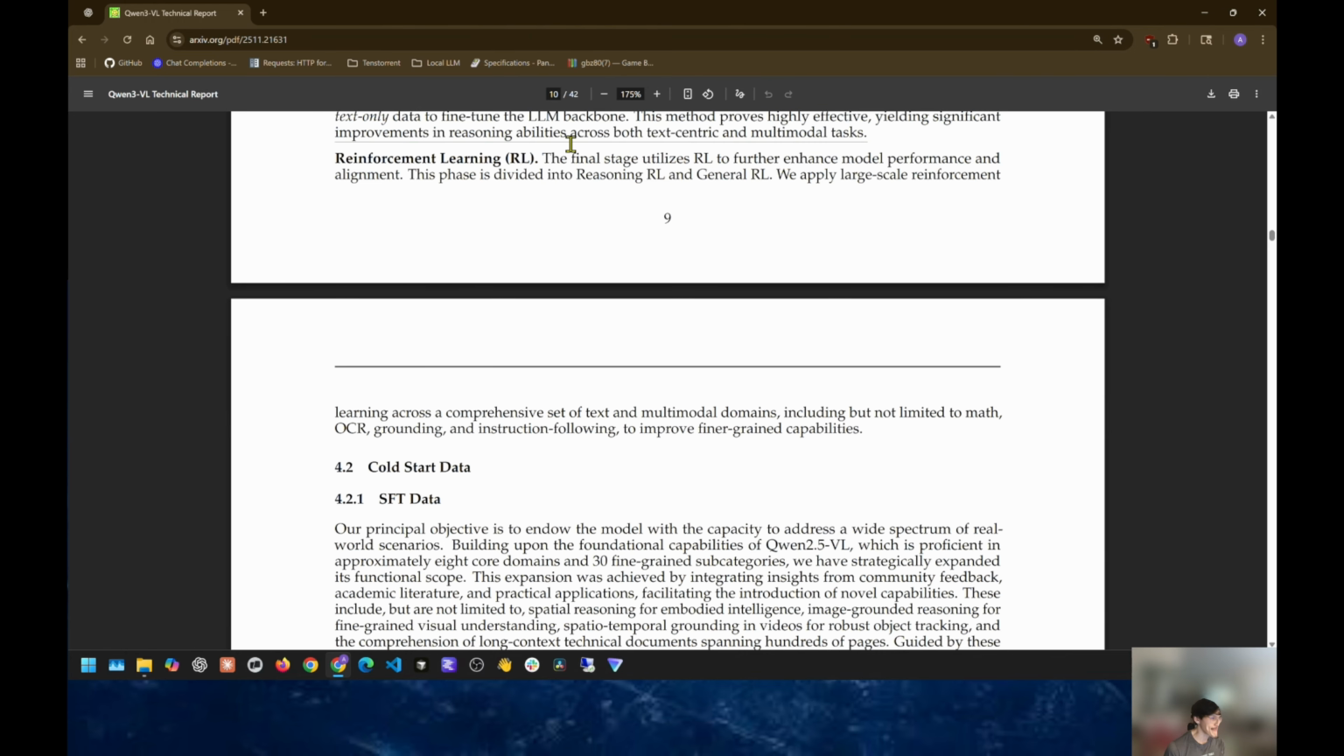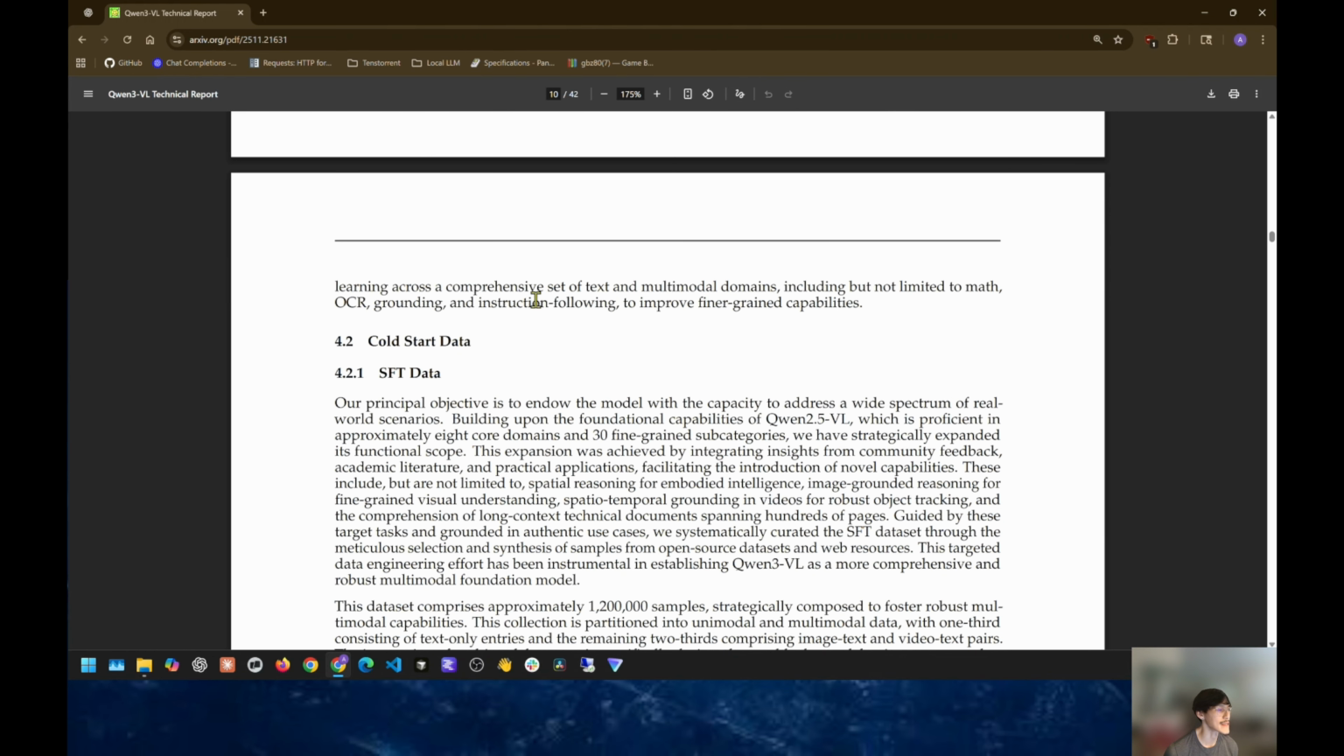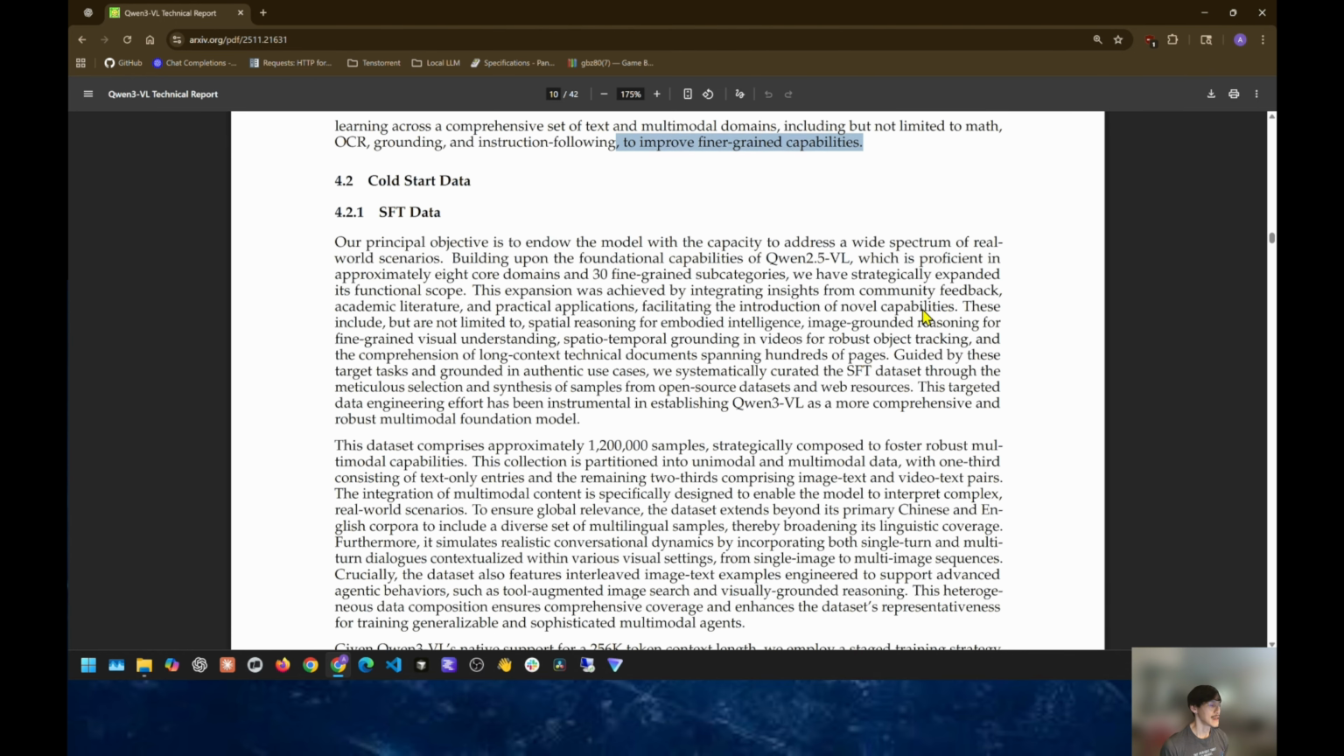Reinforcement learning. The final stage utilizes RL to further enhance model performance and alignment. This phase is divided into reasoning RL and general RL. We apply large-scale reinforcement learning across a comprehensive set of text and multimodal domains, including but not limited to math, OCR, grounding, and instruction following to improve finer-grained capabilities.